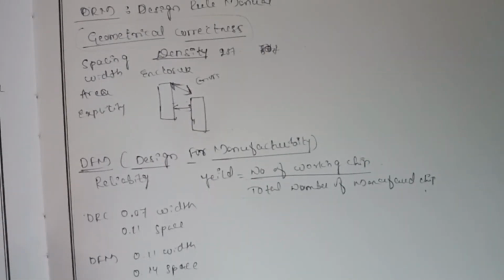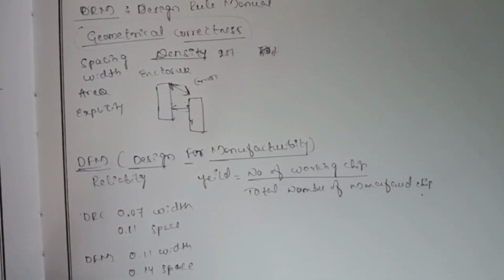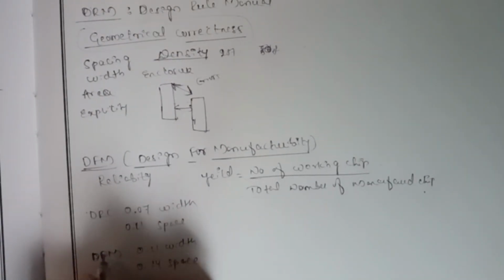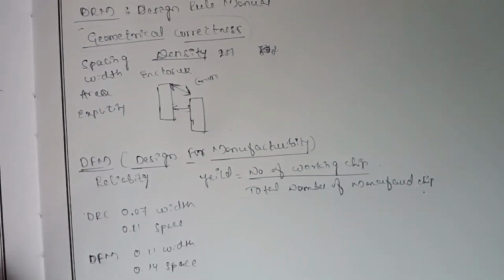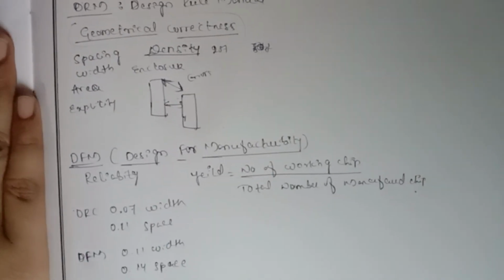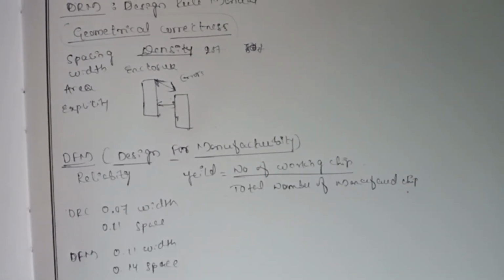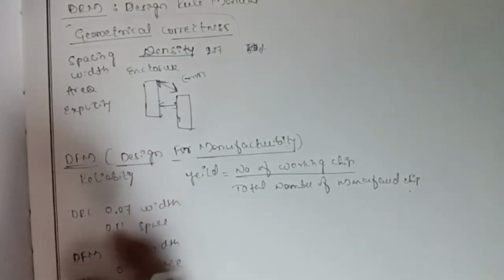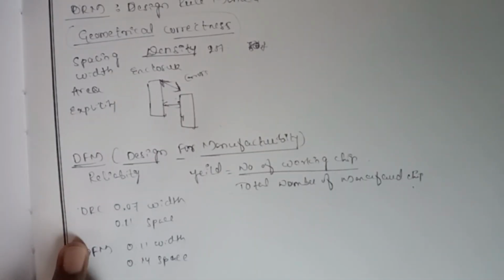So it totally depends on how we manufacture. Someone goes for the DFM, someone goes for the DRC. It is all about the cost. DFM will cost more than DRC. Like if we do the DFM, obviously area will increase.